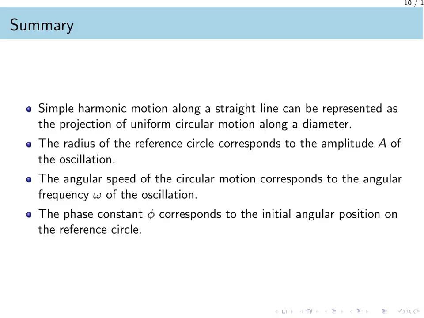Finally, the initial angular position of the particle on the circle, known as the phase constant, determines the starting state of the oscillations. This geometric interpretation simplifies the study of periodic motion by allowing us to use the constant properties of circular motion to describe the changing variables of linear oscillation.